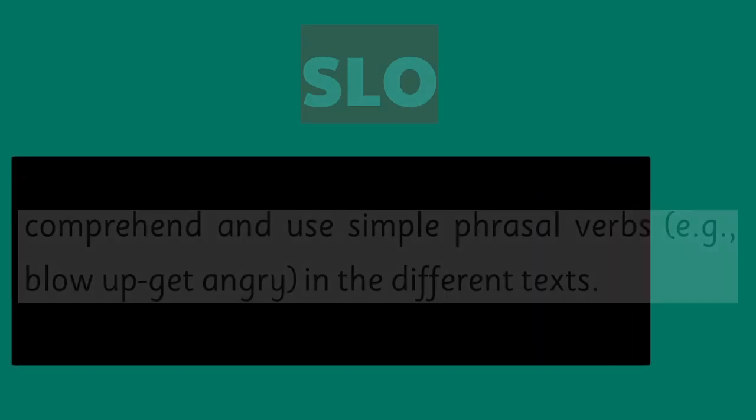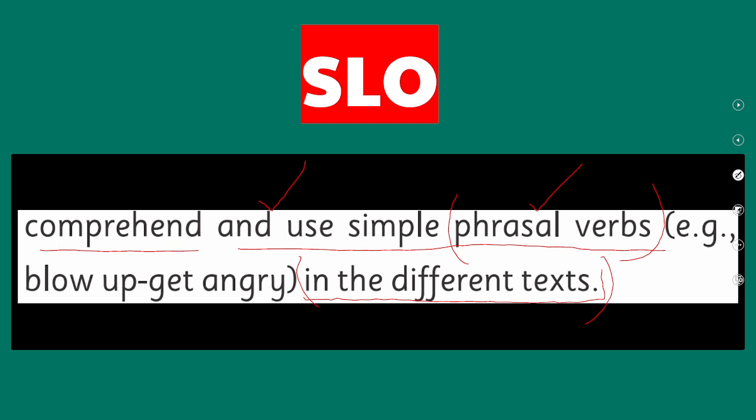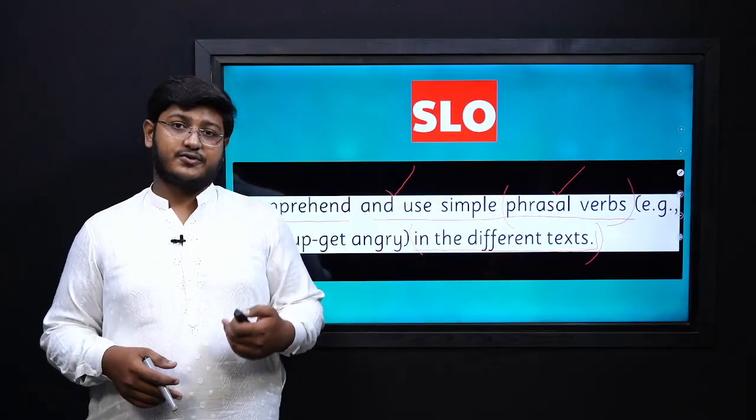So let's go further. Here is the SLO. Let's find out what the SLO is saying. The SLO states: comprehend and use simple phrasal verbs. So the SLO is mainly about the use of phrasal verbs. Our topic for today will be centered around the phrasal verb. We will understand what a phrasal verb is and how different phrasal verbs are used in different texts. What is the difference between a verb and a phrasal verb? I hope you have understood what our SLO for today's lecture is.